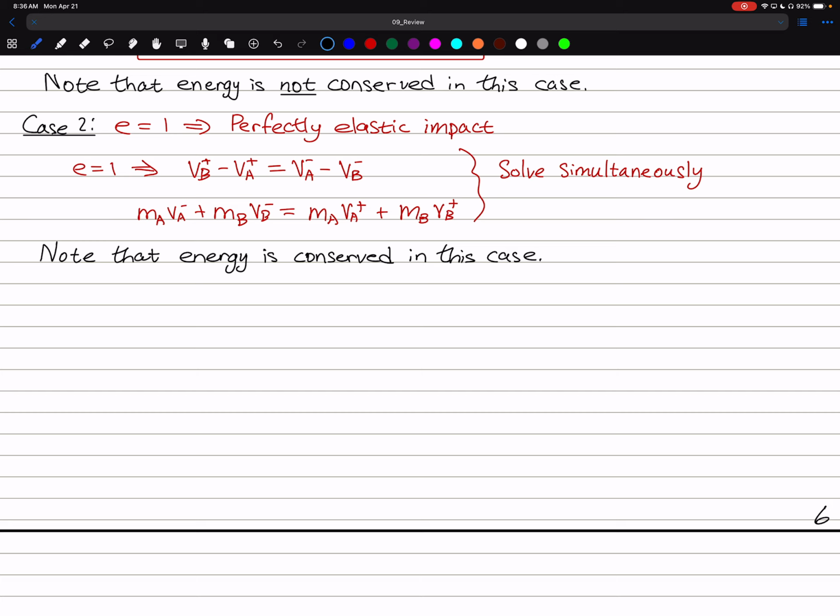To expand a little bit, this t⁻ is equal to the time of impact minus some epsilon, and t⁺ is equal to the time of the impact plus epsilon, where epsilon is some really, really small number. We're really thinking about this in the limit as epsilon goes to 0. So that's where impacts are really the most useful.